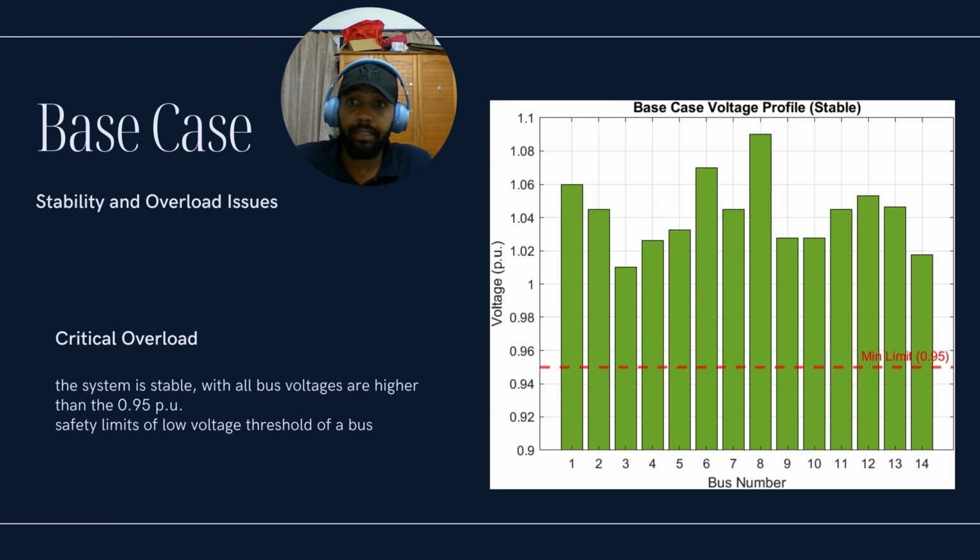Looking at the analysis of the base case, we are trying to identify any low voltage buses. Looking at that chart, you can see that there are no actual low voltage buses. The lowest one I think is bus number 3, which is a little bit over the 1 per unit value, which is still a good result.